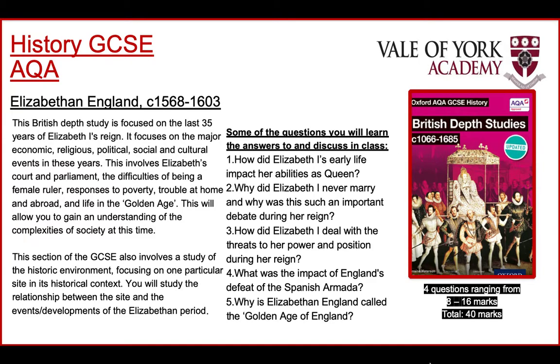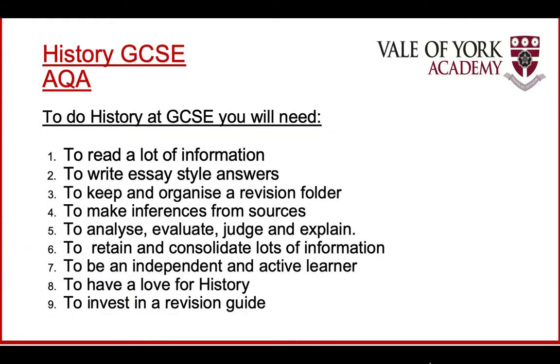The second section of paper 2 focuses on Elizabethan England from 1568 until 1603, which is focusing on the last 35 years of Elizabeth I's reign. And within this, we will focus on the economic, social, political, cultural, and religious developments that happened during this period of time, and we will look at why it is often known as the Golden Age of England. This section of the GCSE also involves a study of the historic environment, focusing on one particular site in its historical context. So as you can see, there's a wide variety of topics both in terms of period and subject.